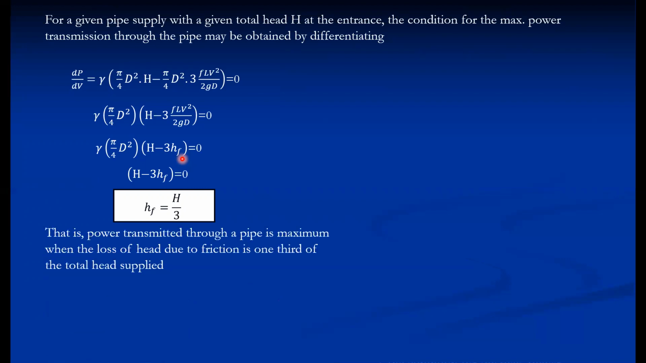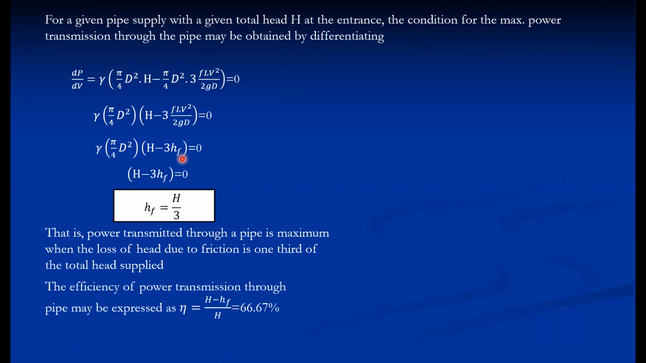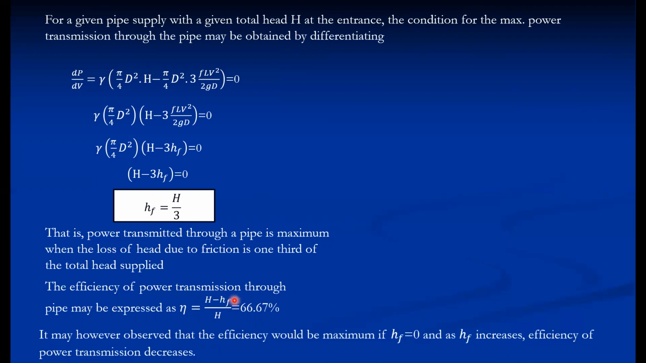The power transmission through the pipe is maximum when the loss of head due to friction is 1/3 of the total head supplied. And the efficiency of power transmission is obtained as the head available at the outlet divided by the head available at the inlet. Or we can say power available at the outlet, that is gamma Q (H minus HF), upon gamma Q H, because gamma Q is common and gets cancelled. So if we put HF equal to H by 3, we get the efficiency corresponding to maximum power transmission, which comes to around 66.67%.